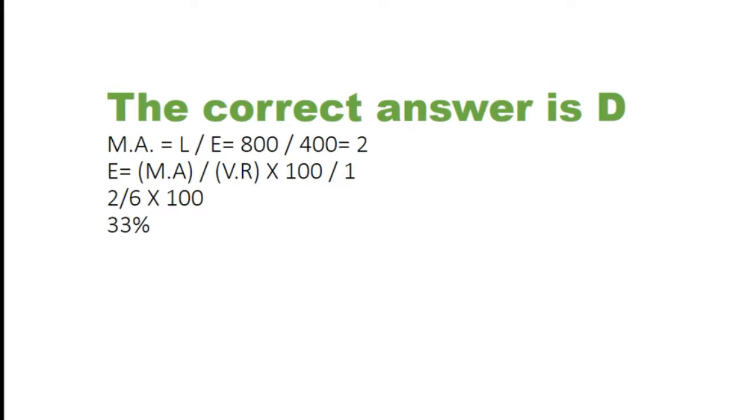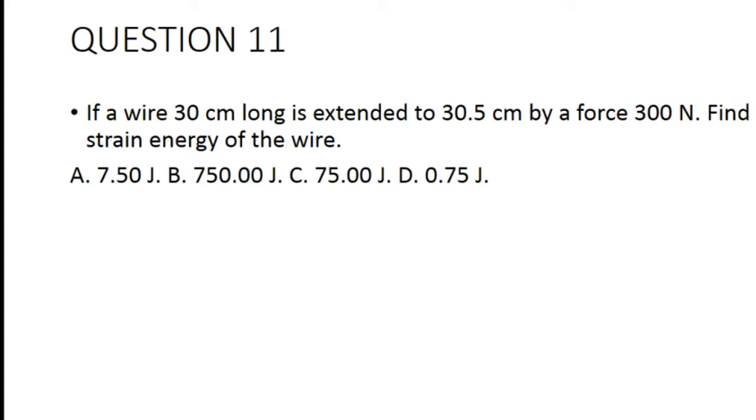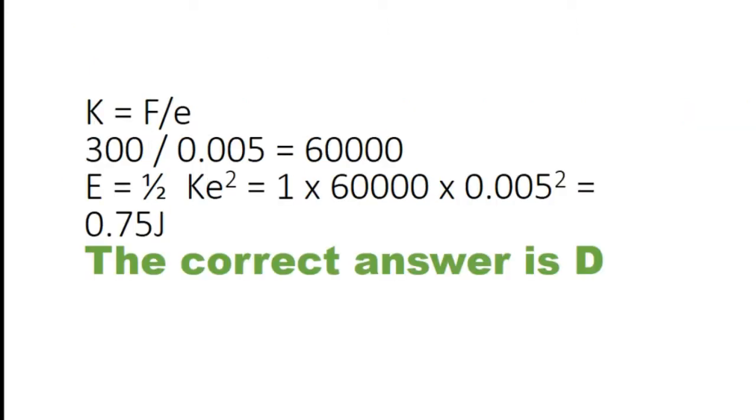Question 11. If a wire 30 cm long is extended to 30.5 cm by a force of 300 Newton, find the strain energy of the wire. Here we have to calculate the strain energy of the wire. For us to do that, we say K is equal to F over E. Our force is 300 and our E is 0.05. So our K will be equal to 60,000.